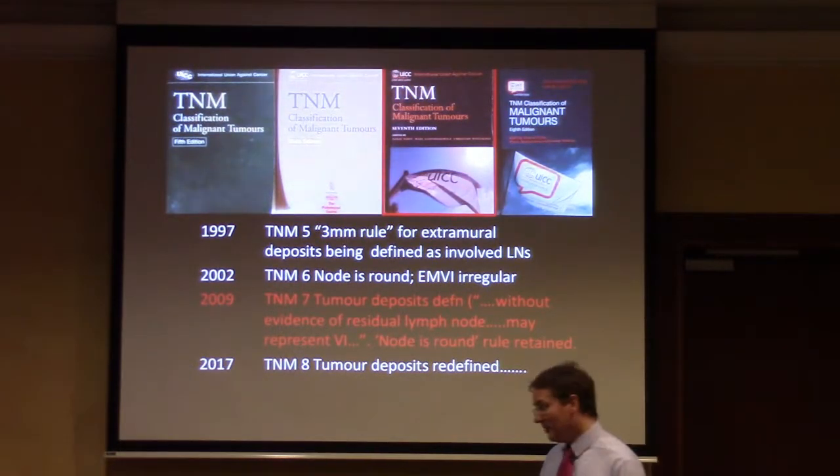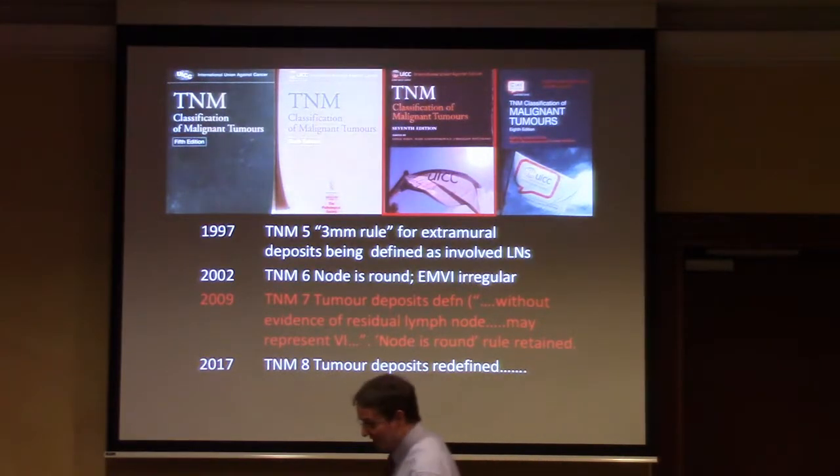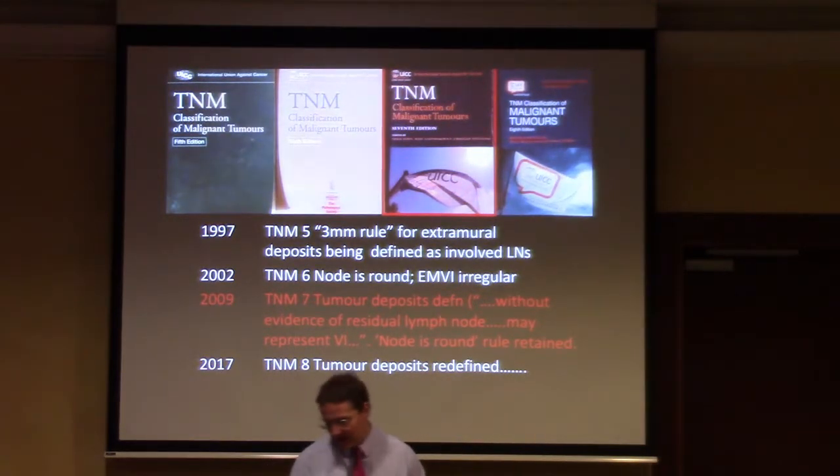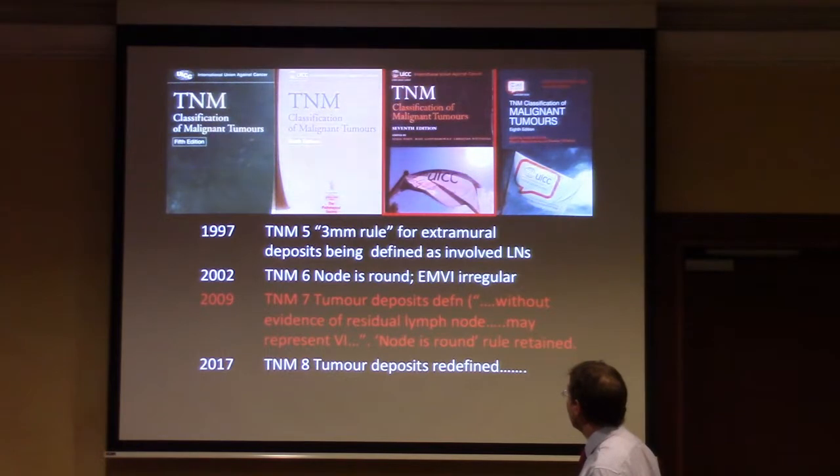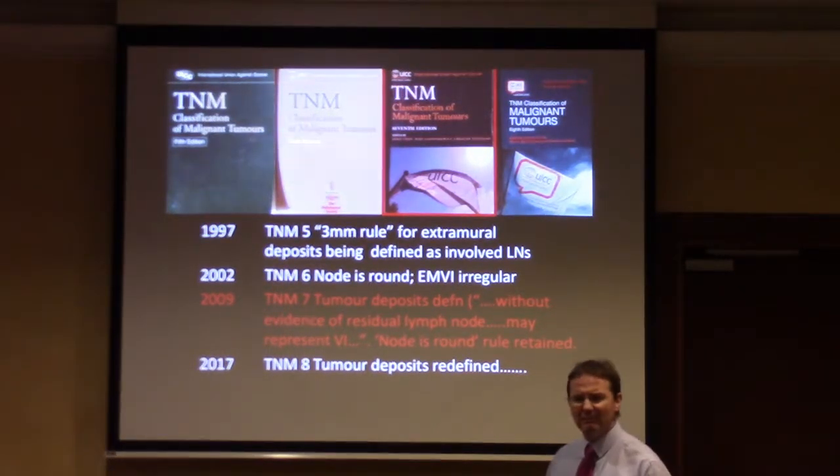I think it should have. I think tumour deposits are a different animal under TNM8 than TNM7. And it's because of this subtle but important point, whereby in TNM7 they said that some tumour deposits may represent venous invasion. I thought, well, what does that mean?